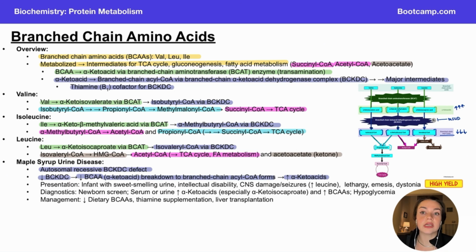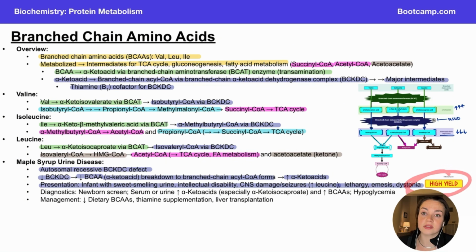The presentation here is classic. They will give you an infant with sweet-smelling urine, an intellectual disability, CNS damage and seizures due to the increase in leucine, lethargy, emesis, and dystonia. The sweet-smelling urine is where maple syrup urine disease gets its name, and it's a big tip-off. This is another illness script that you should be very familiar with.